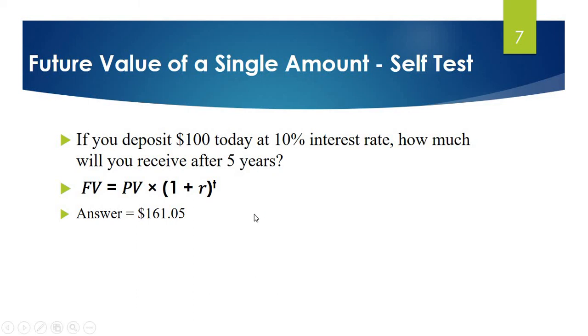Whereas simple interest does not count interest on interest. So if you deposit $100 today, after 1 year, it will be $110. After 2 years, it will be $120. So this is how simple interest works.